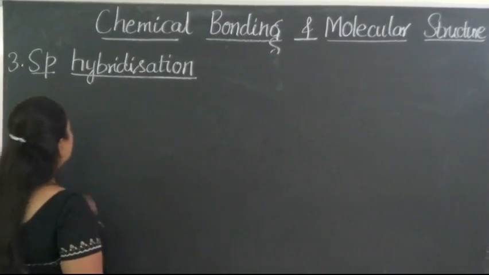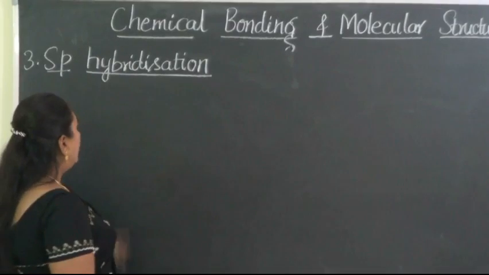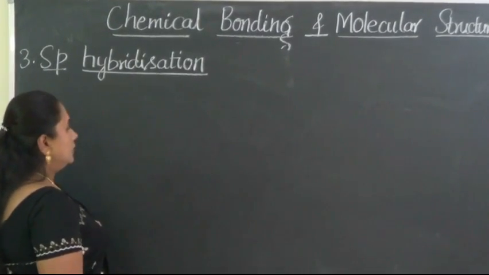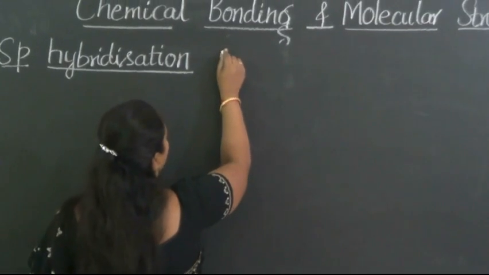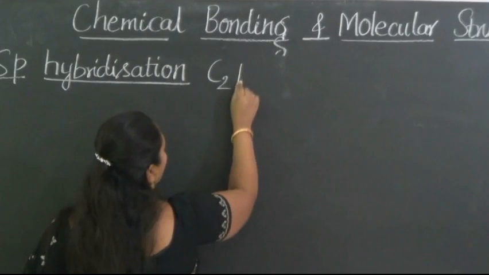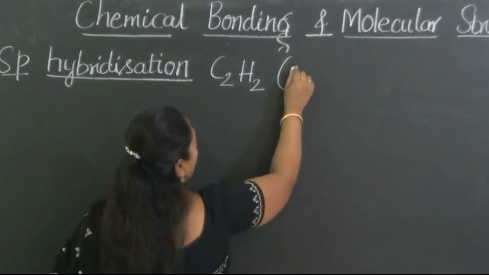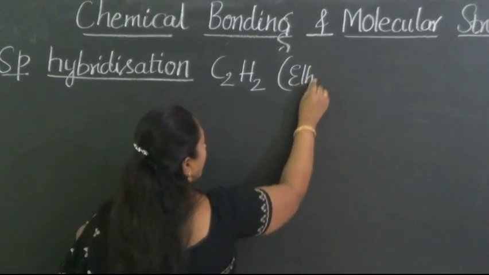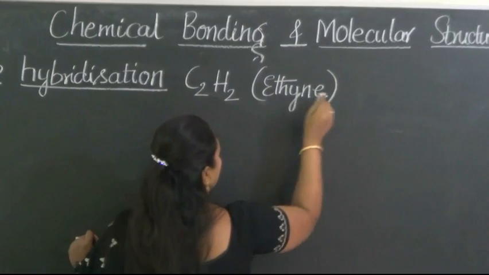Let's understand the next type of hybridization, namely sp hybridization. Let us take up the example so that the concept becomes clear. Formation of acetylene. Molecular formula is C2H2. Acetylene is otherwise called ethyne.